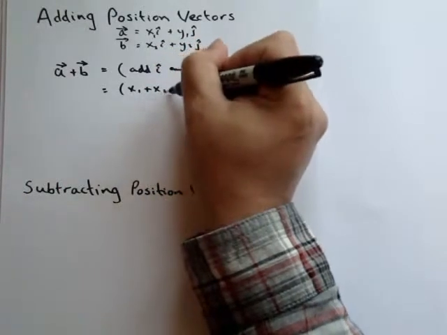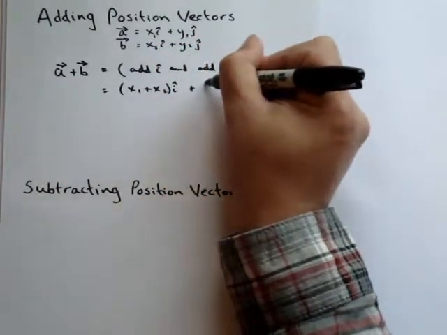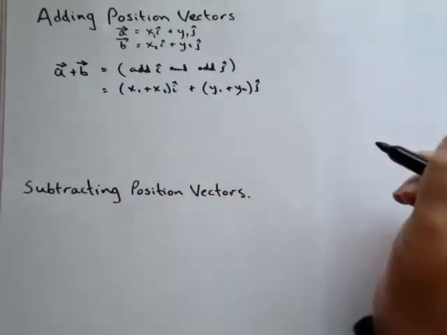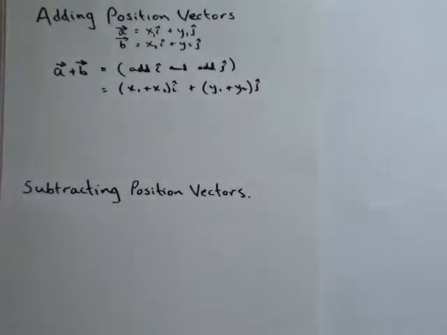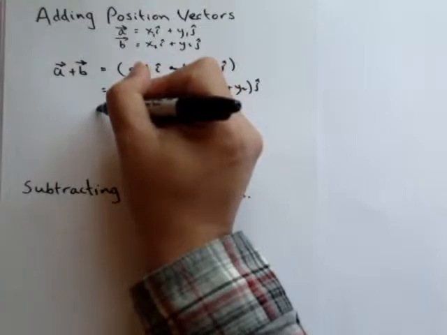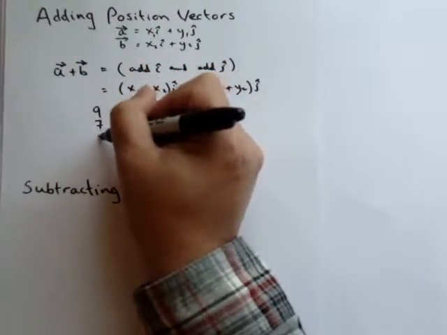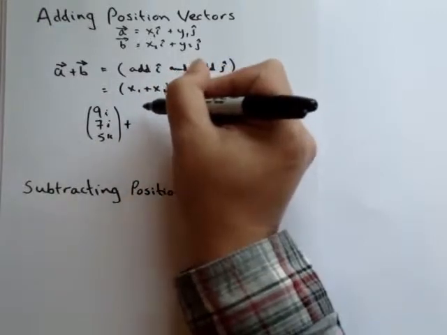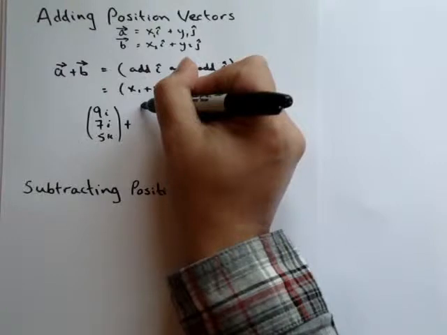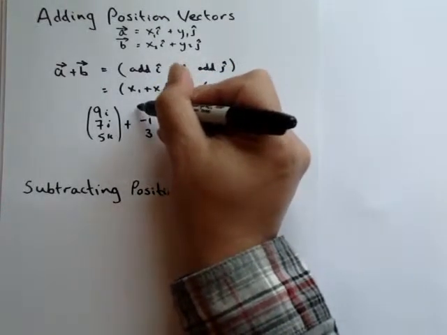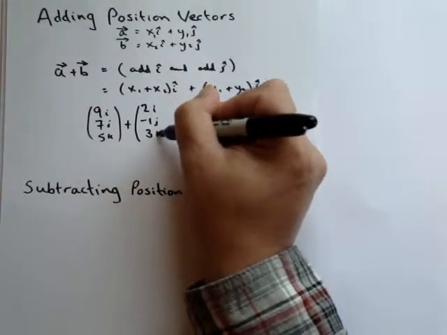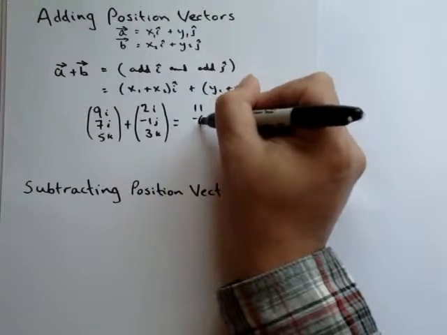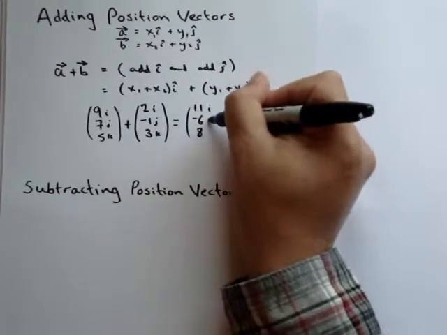So this would then become (x1 plus x2)i plus (y1 plus y2)j. If we do this in column form, if we have our vectors (9, 7, 5), so this is our i, this is our j, this is our k, and we're adding this to our vector (2, -1, 3), and again this is our i, our j, and our k, then our resultant vector becomes (11, 6, 8) in i, j, k.